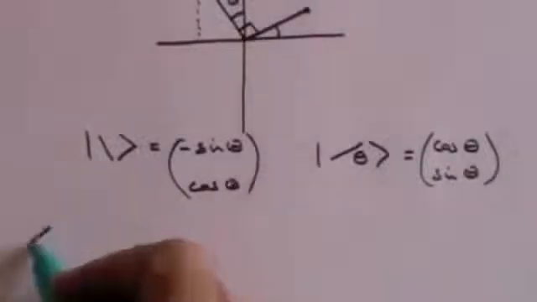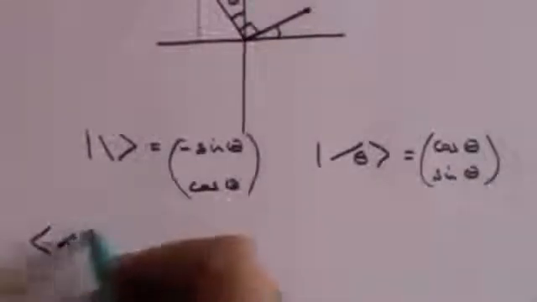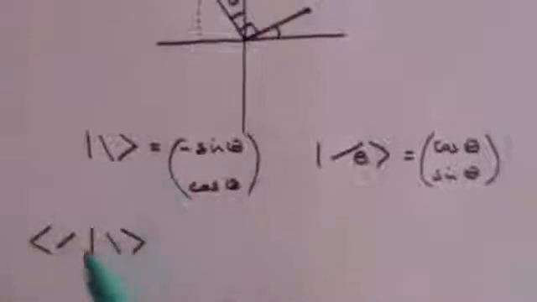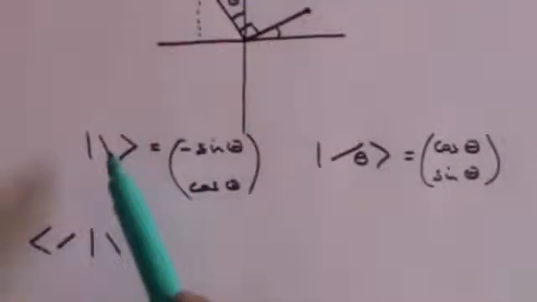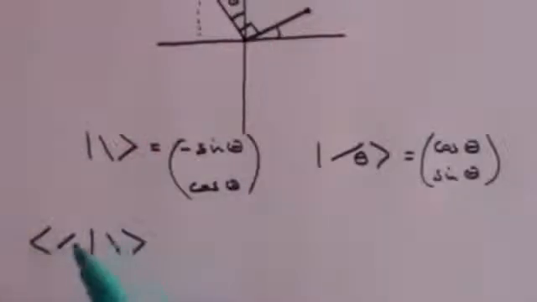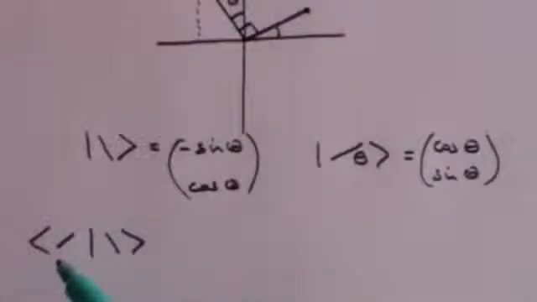Is it true that these two vectors, that is, we prepare the photon in this state, which is orthogonal to this, and we ask ourselves, will it go through the polarizer, which is at an angle theta to the horizontal? And the answer we are expecting is no, and therefore that this inner product will be zero. Well, is it? Let's just see.